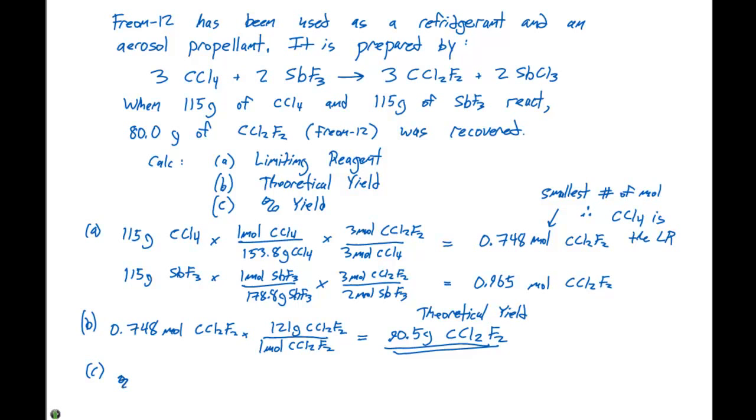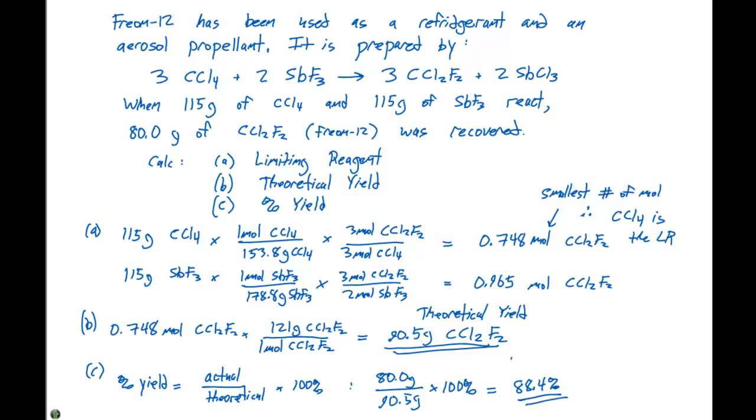Part C is to calculate the percent yield. And remember, the percent yield is going to be the actual yield divided by the theoretical yield times 100%. And for this particular problem, the actual yield we determined in the lab was 80.0 grams divided by 90.5 grams, which is the theoretical yield, times 100% is going to equal 88.4%. And this is our percent yield. So that answers part C of this particular question.